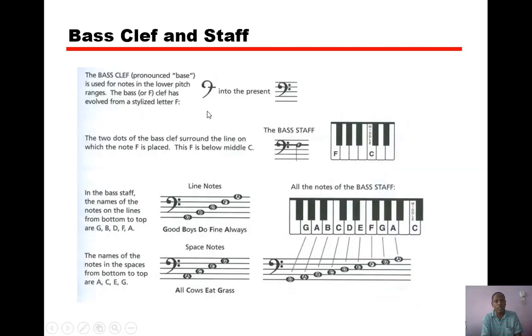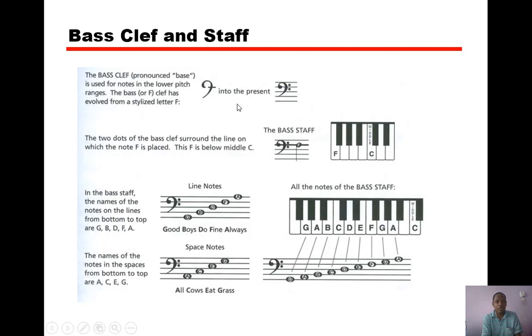Now let's look at the bass. The bass clef also has 5 lines and 4 spaces, just like the treble. Well, let me talk about the clef first. The clef is this symbol. This symbol is the bass clef. If you look at this symbol, it looks like the letter F. And incidentally, this symbol also starts on the line F. So another name for the bass clef is the F clef.